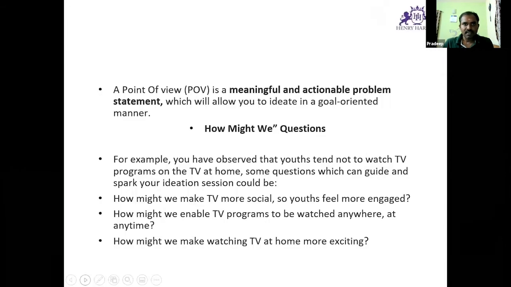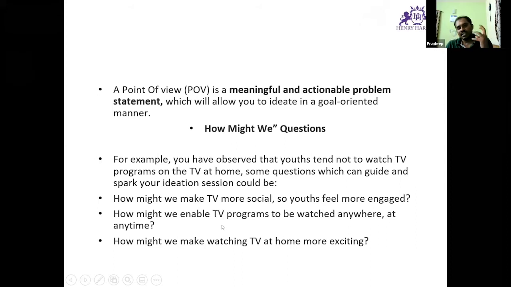So when you try to create a point of view, it is actually a meaningful and actionable problem statement. Typically in design thinking, we say that we need to create a problem statement starting with something called "how might we." For example, you have observed the youth tends not to watch TV programs at home. Some questions can guide and spark your ideation.